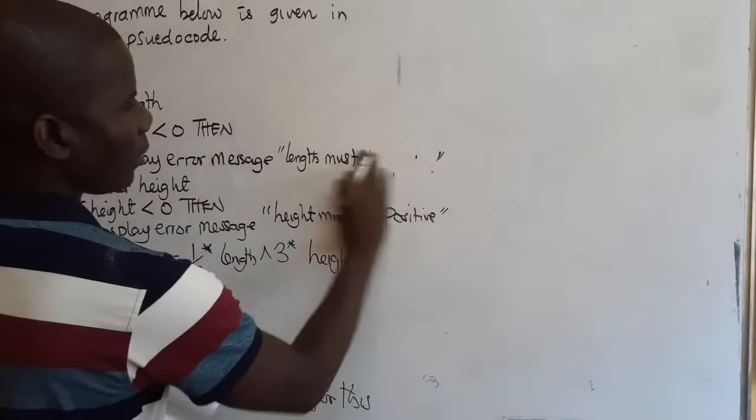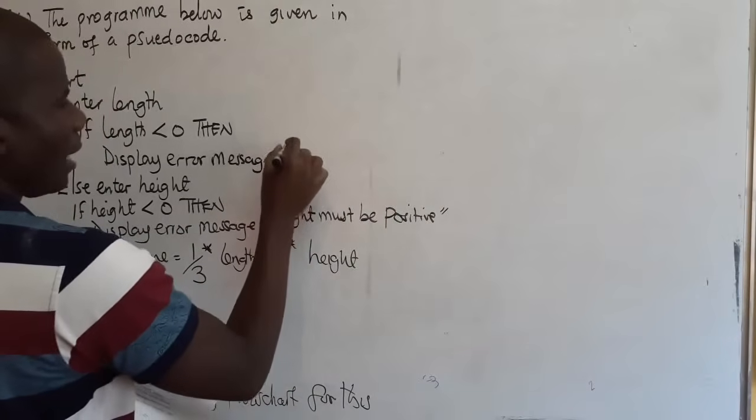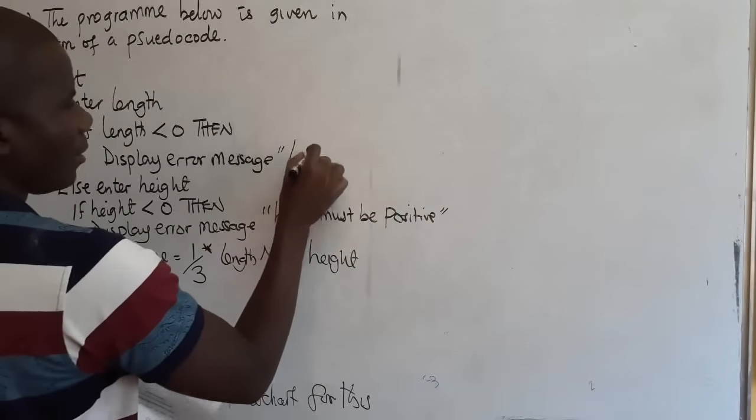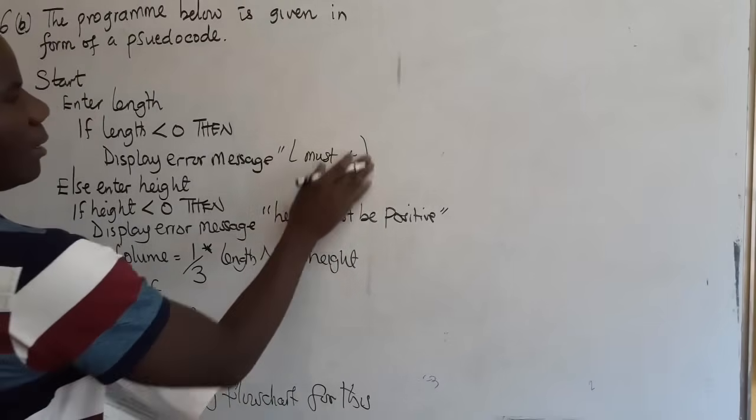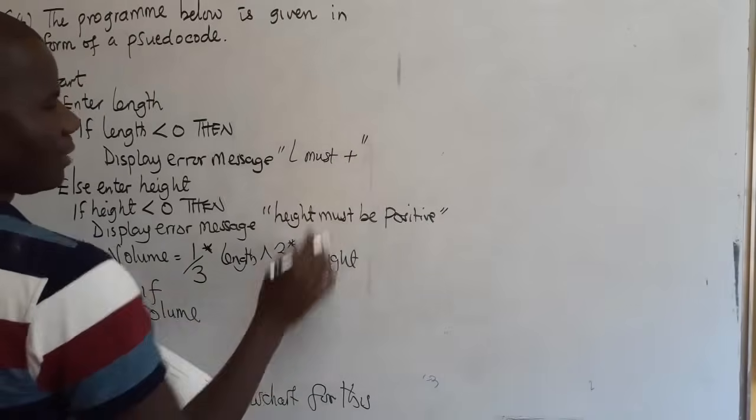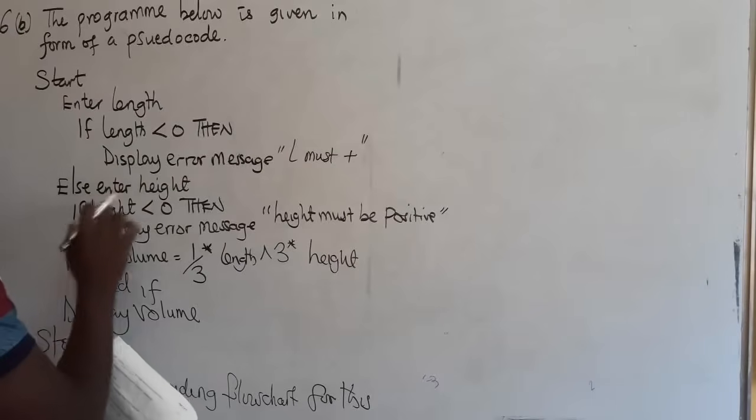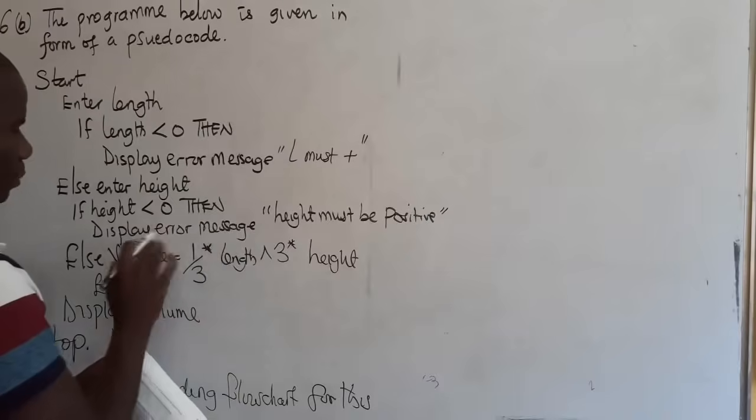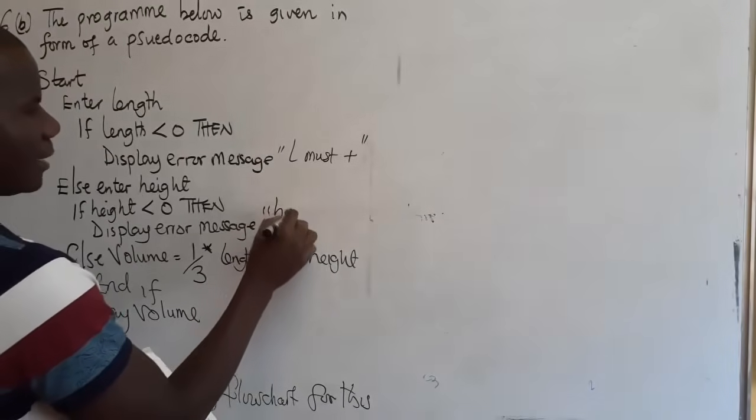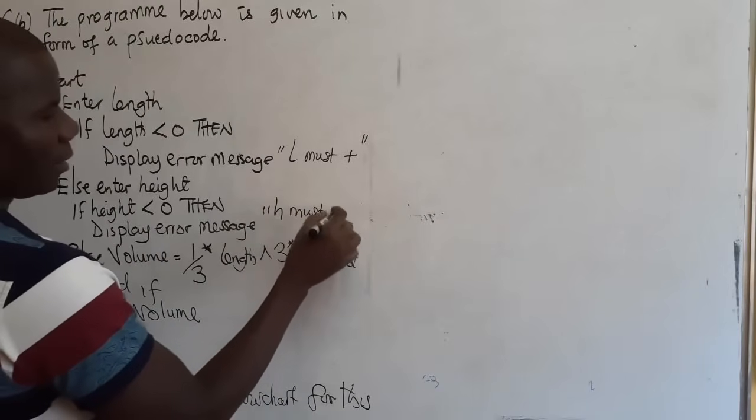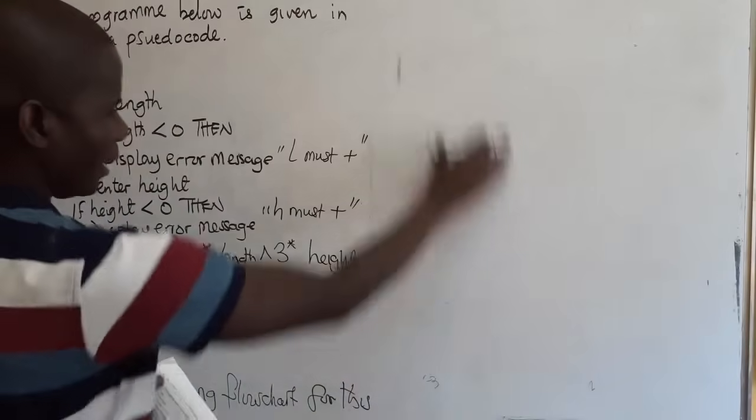Okay, so here where we have length must be positive, allow me to use that. And also here, where we are told to enter height, if height is less than 0, then display error message. The error message must say height must be positive. Okay, I just want to create space here.